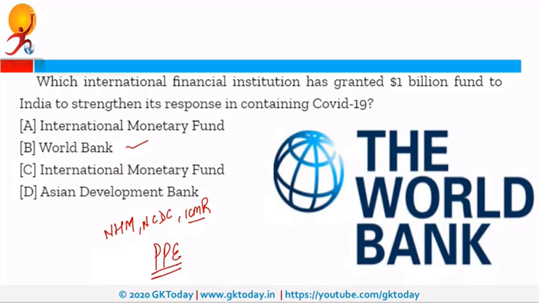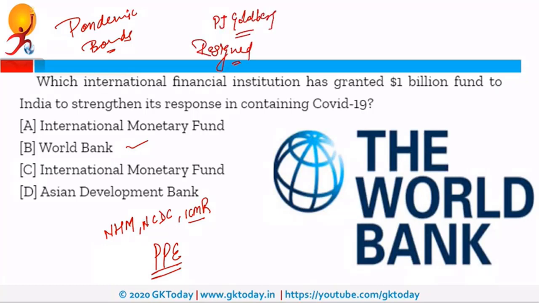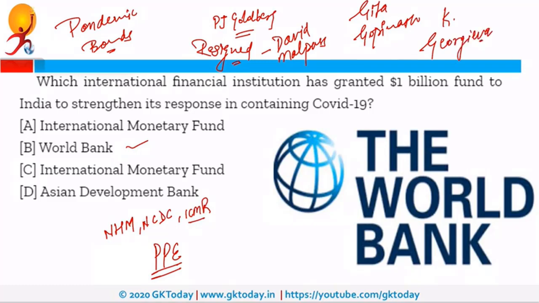Now, World Bank was also in news as recently it launched pandemic bonds. World Bank was also in news as the chief economist of World Bank, P.J. Goldberg, recently resigned. So P.J. Goldberg was the chief economist of World Bank, while the chief economist of IMF is Geeta Gopinath. The chief of World Bank is David Malpass, and chief of IMF is Kristalina Georgieva. Now answer in comment box which organization released Global Economic Prospects.